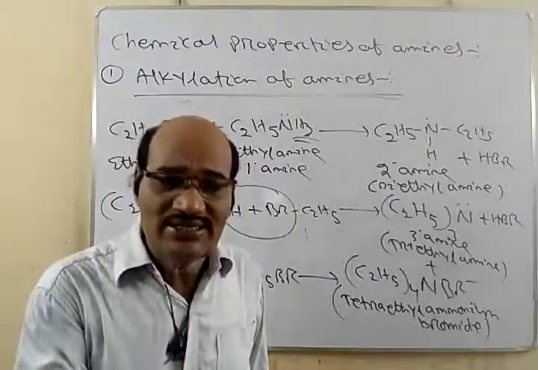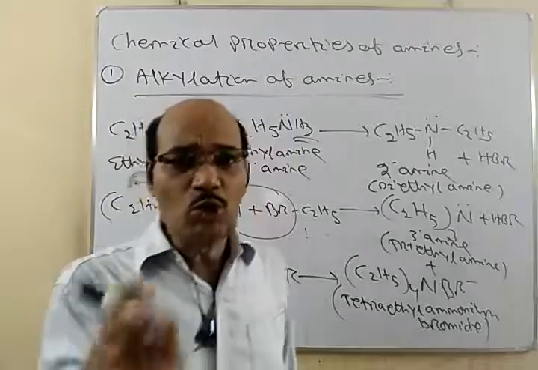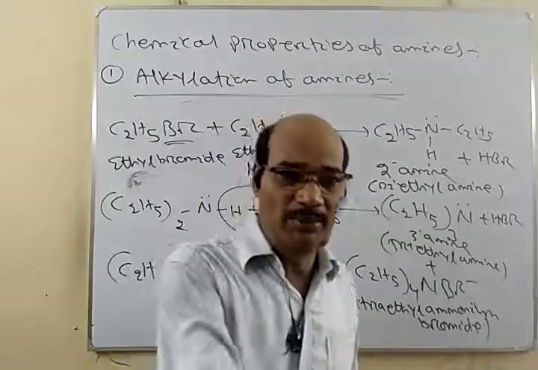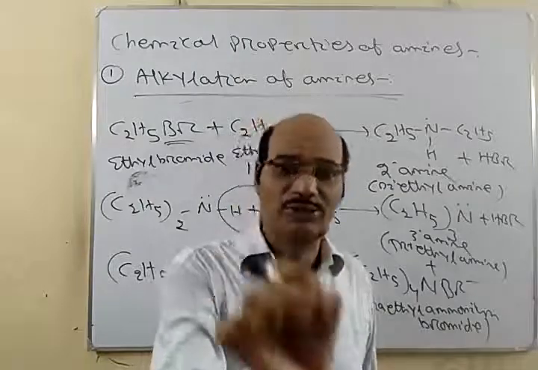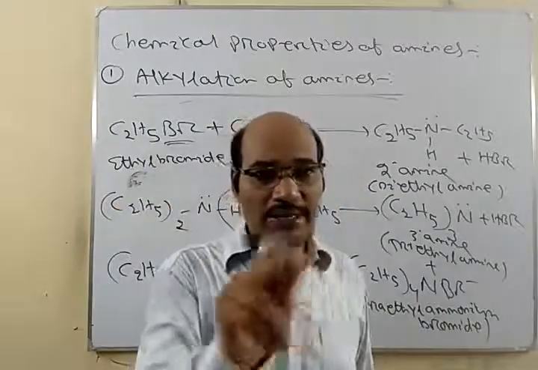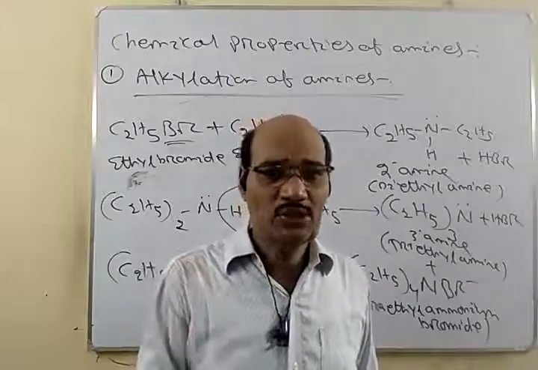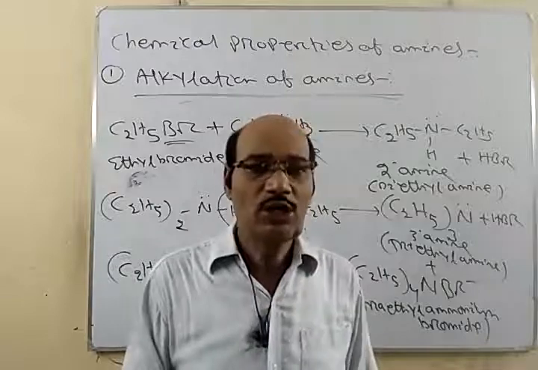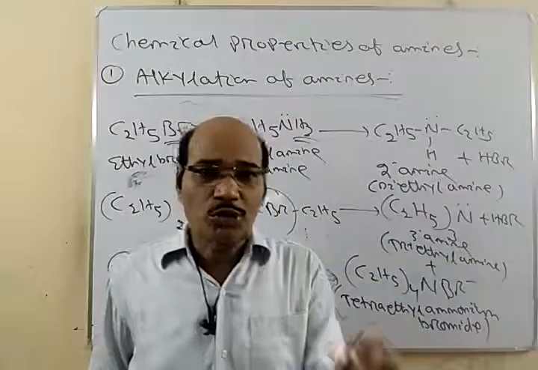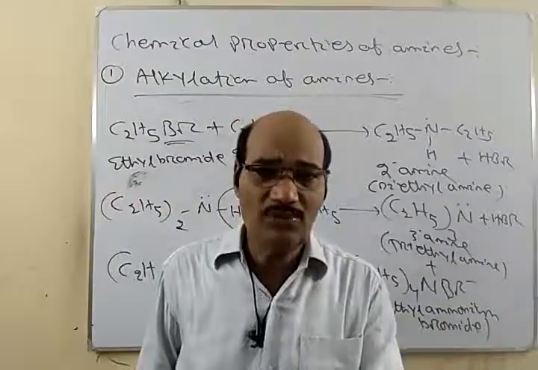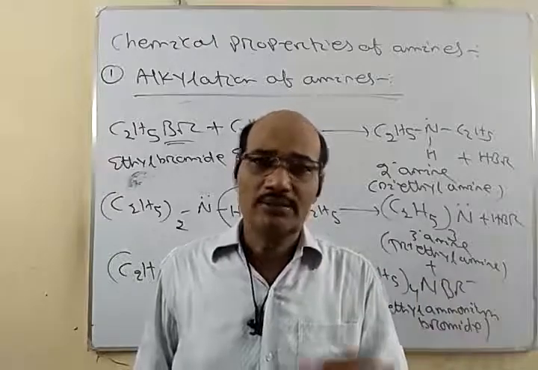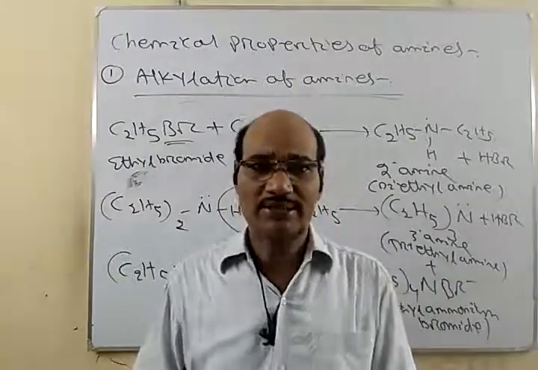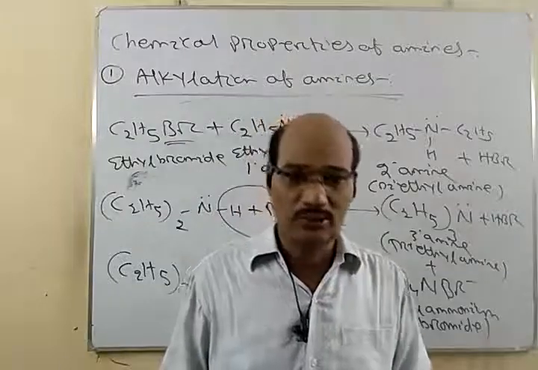So in the alkylation of amine, the alkyl group is attached to the nitrogen atom of the amine by replacing the hydrogen atom. RNH2 plus RX, so HX will be removed, we get R2NH. So progressively the hydrogen atoms of the NH2 group are replaced by alkyl groups. We get secondary amine, then tertiary amine, then quaternary ammonium salt.